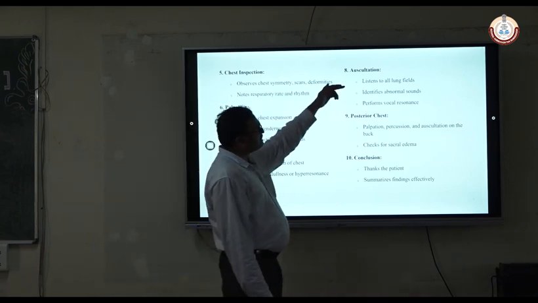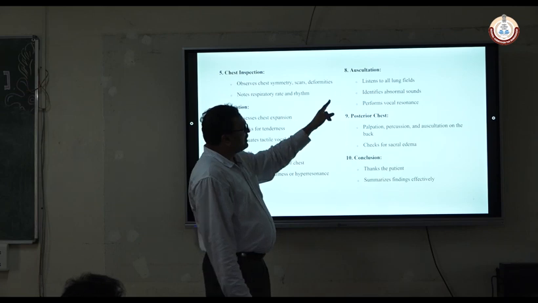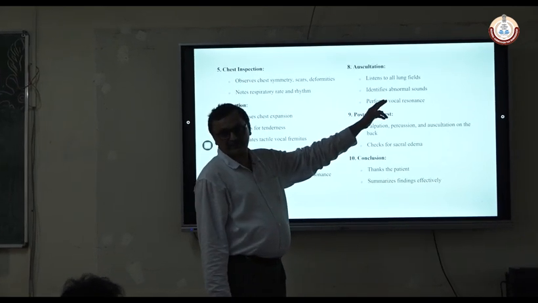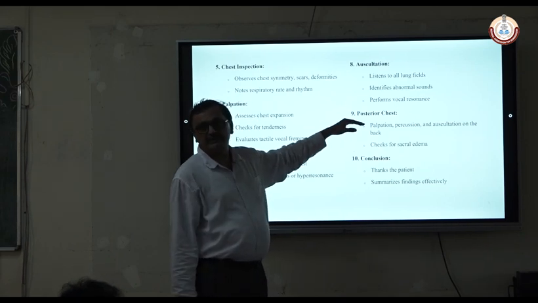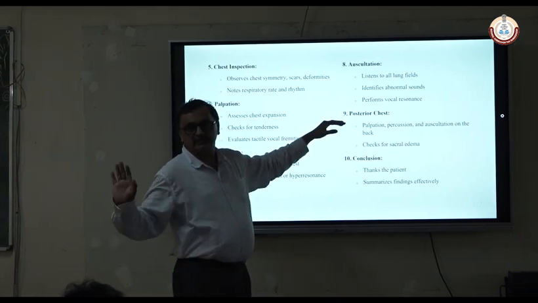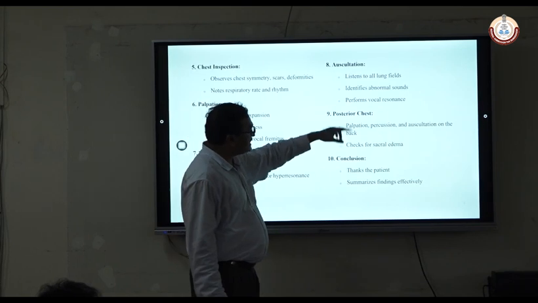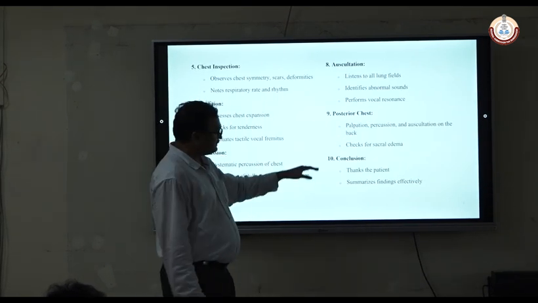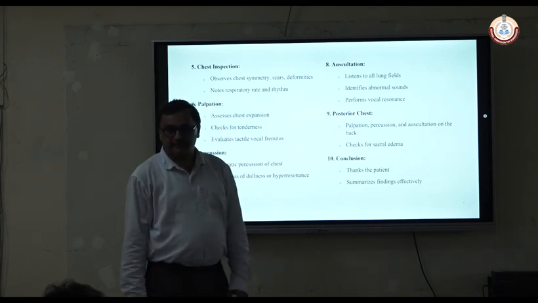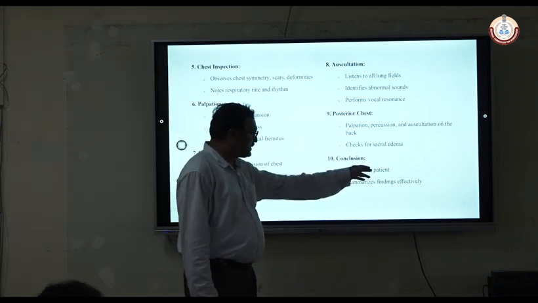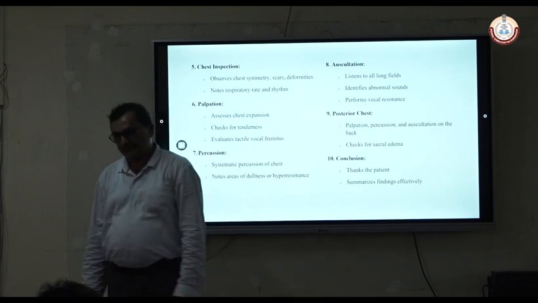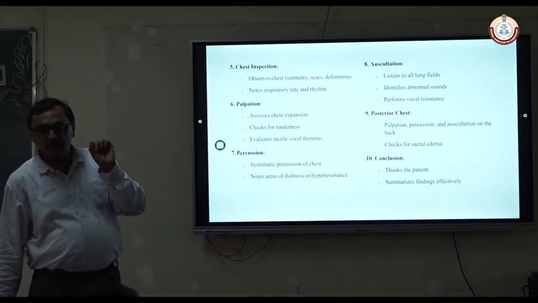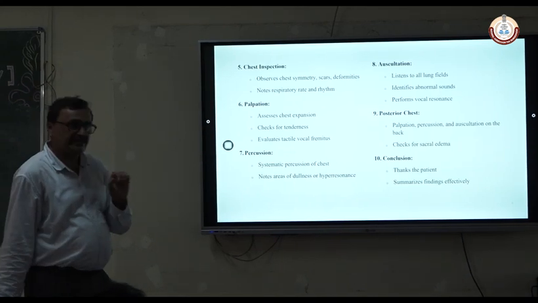Auscultation: listen to all lung fields. Identify normal sounds, identify abnormal sounds, and perform vocal resonance. The most important point: many of the students do only the front. The back, nobody is bothered. So the posterior chest: palpation, percussion, auscultation of the back, all three. Check for sacral edema. Conclusion: thank the patient and summarize the findings effectively. So, these are the checklists. You have to tick yes done or no, that's all.